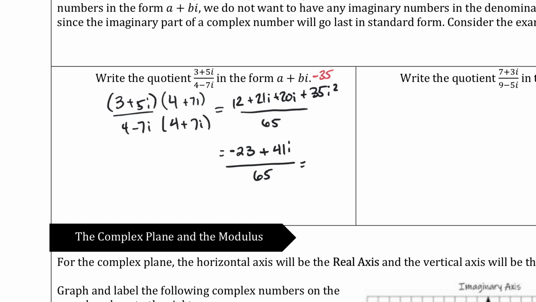Most of the time, we really want our answers in the form of a plus bi. So I'm going to separate the fraction like this. 23 over 65 plus 41 over 65i. I would accept either one of these two, but I think more often you're going to see that second answer show up more than most. Okay? If you can simplify, if these are prime numbers, 23 and 41 are prime, so you clearly don't have any common factors. But if I could simplify, I should definitely simplify this.